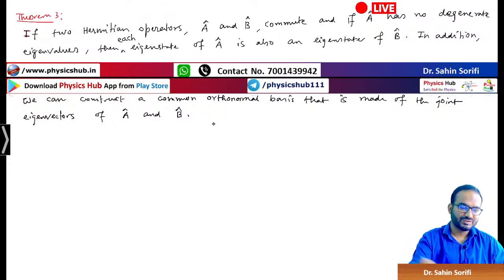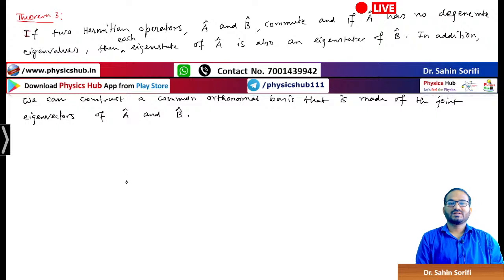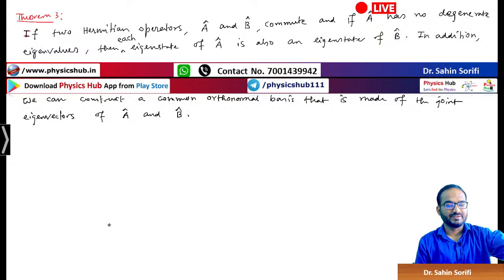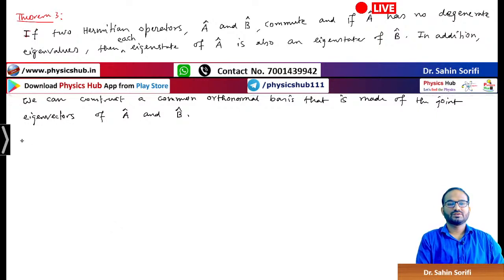If two Hermitian operators A and B commute, and if A has no degenerate eigenvalue, then each eigenstate of A will also be an eigenstate of B. And furthermore, we can construct a common orthonormal basis that is made of the joint eigenvectors of A and B. Two more theorems are there, small theorems, you don't need to worry about them. So these are the big theorems. Now these are small.